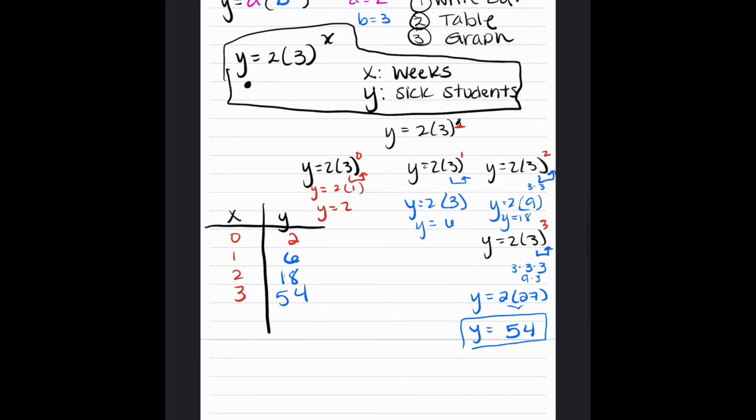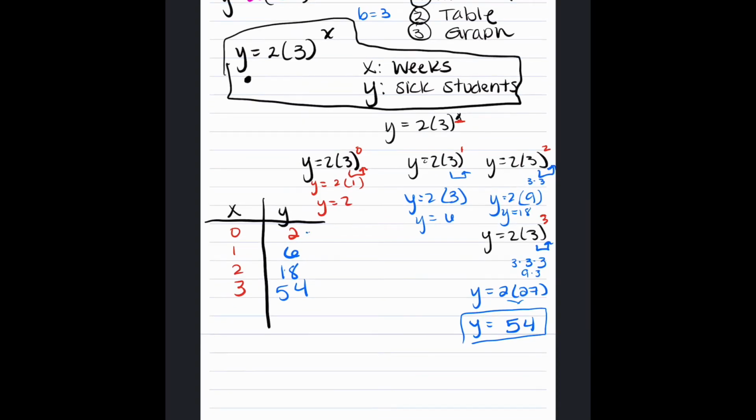Again, remember, once we have the first term, we can check it by making sure what you multiplied by works here. So 2 times 3 is 6, that works. 6 times 3 is 18. 18 times 3 is 54.